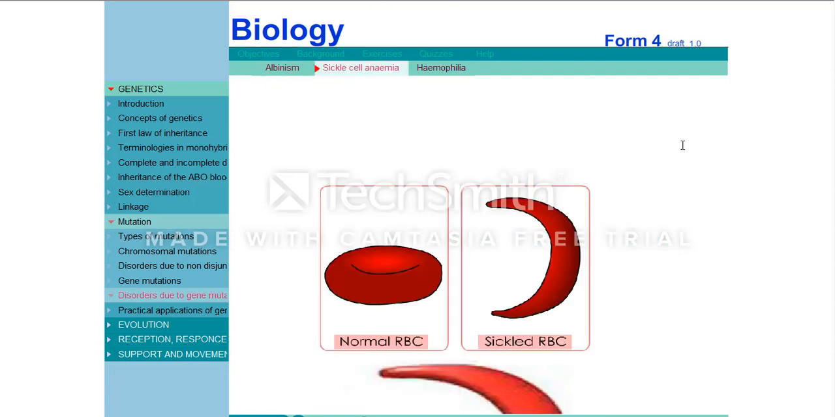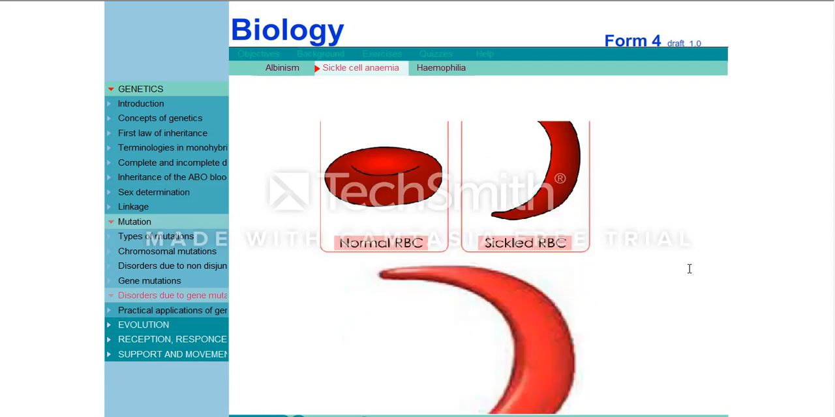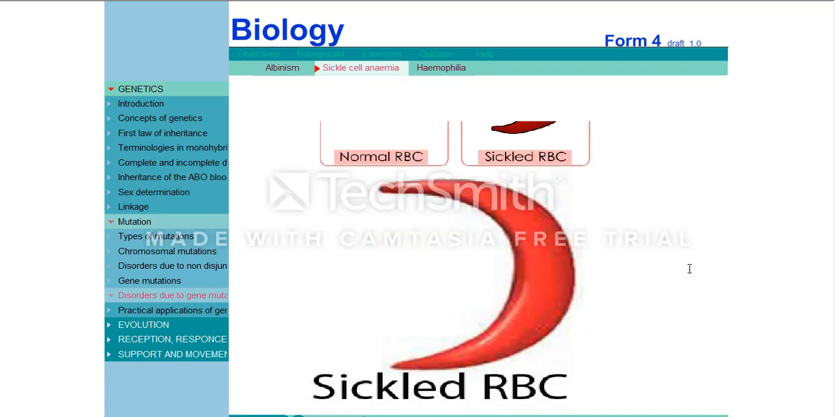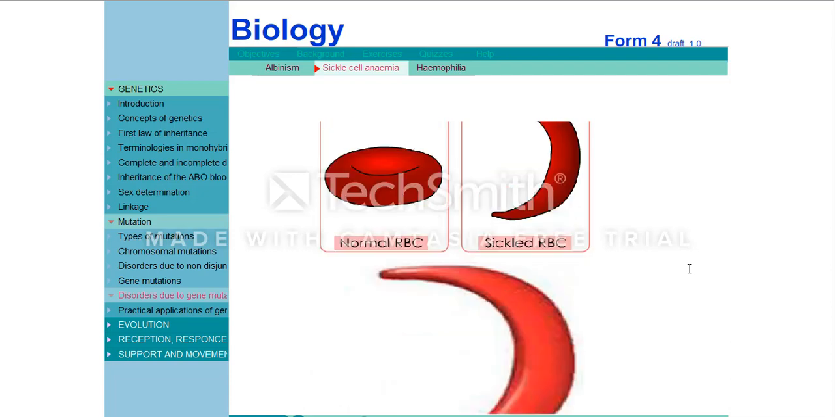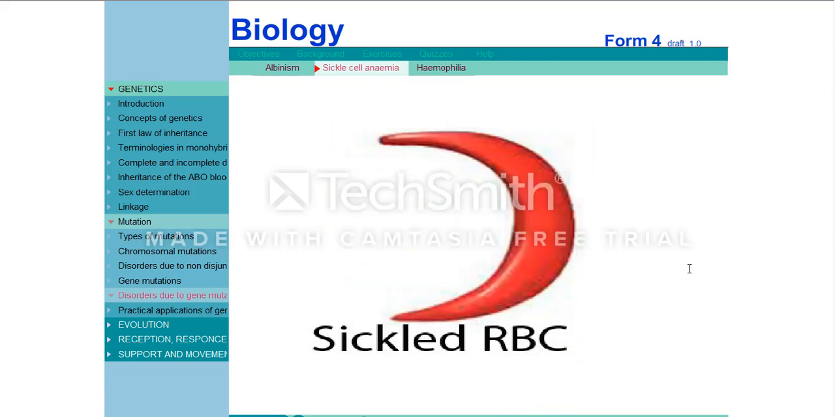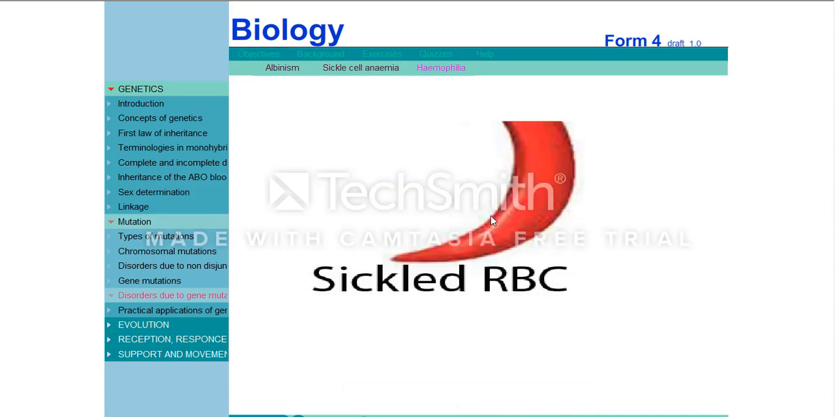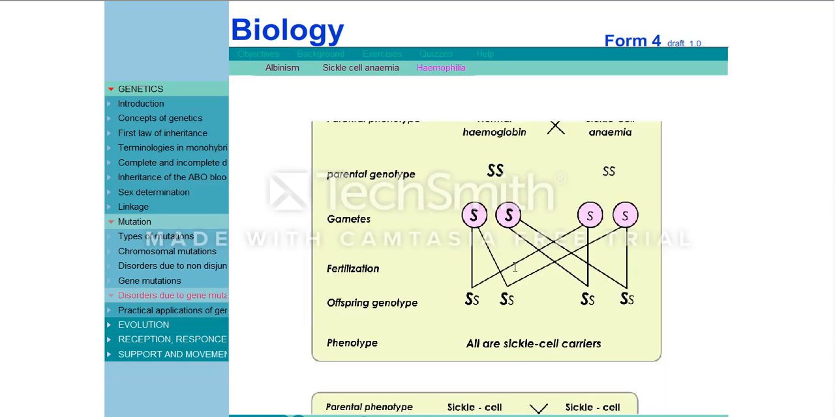Sickle cell anemia. This is a condition where the red blood cells contain abnormal hemoglobin, making the red blood cell to have a sickle shape instead of the normal disc shape. The illustrations show sickle-shaped red blood cells and normal red blood cells. The photograph shows sickle-shaped red blood cells.